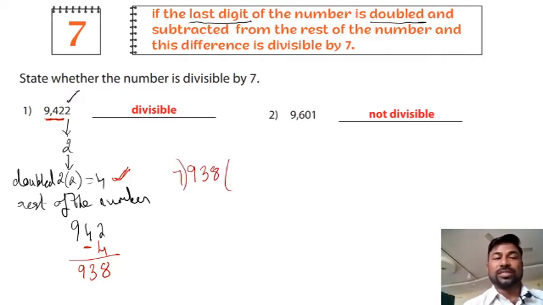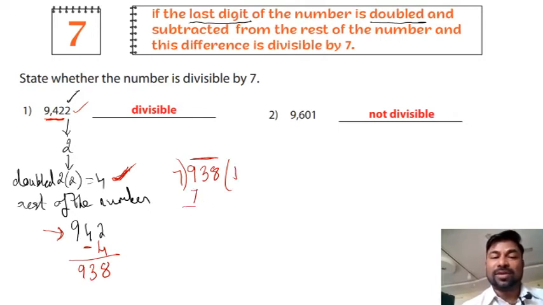So that's what the trick is. First we take the last digit, we double it, and we subtract it from the rest of the number. What will we get? 938. Let us check whether 938 is divisible by 7.